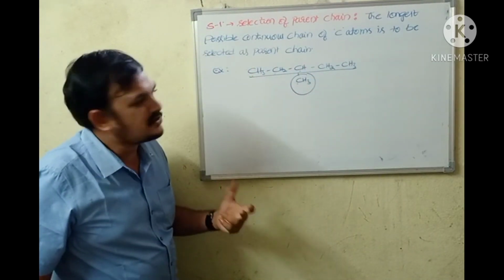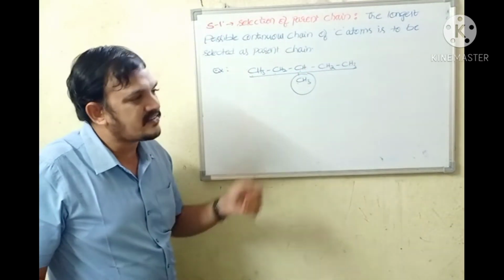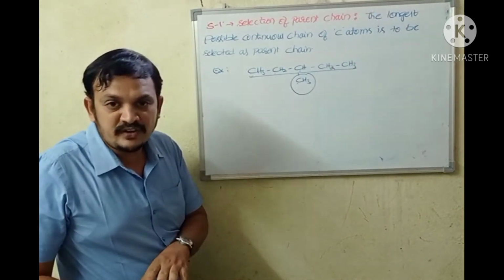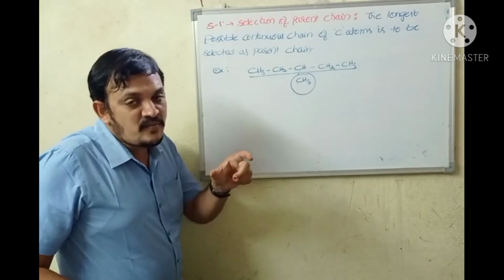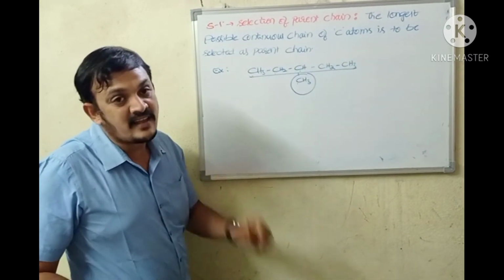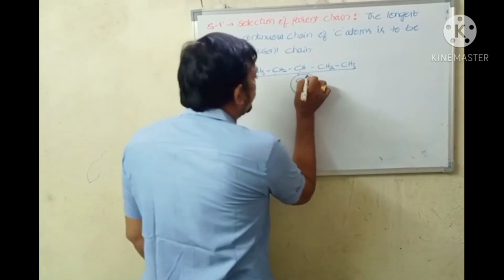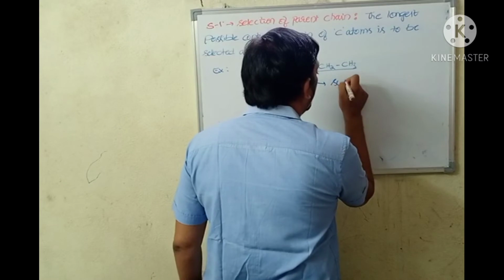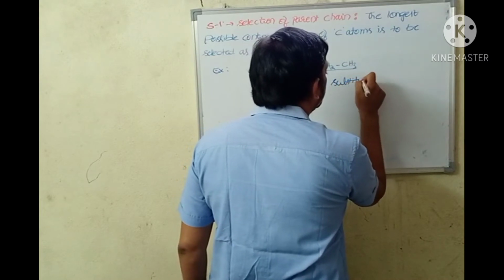Any carbon atom or group of atoms which are not the part of parent chain are to be treated as substituents. That means here this group is not the part of the parent chain. That's why it is treated as a substituent.